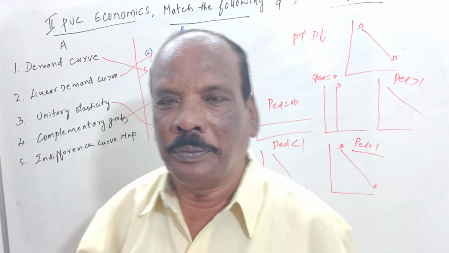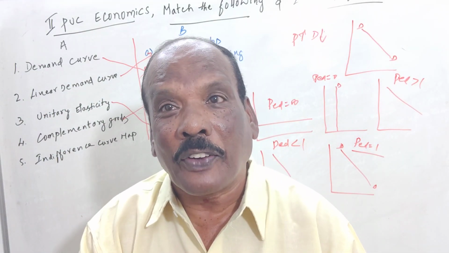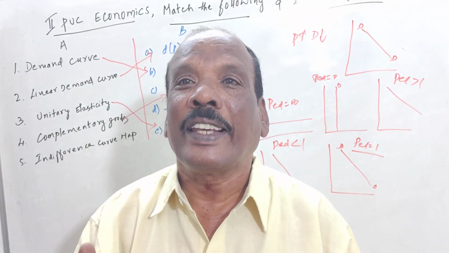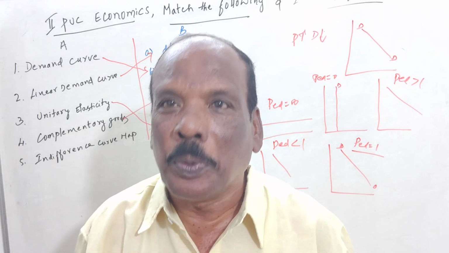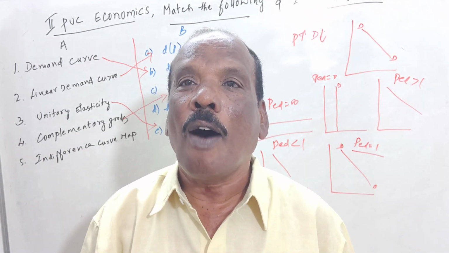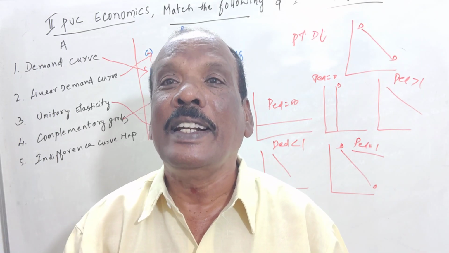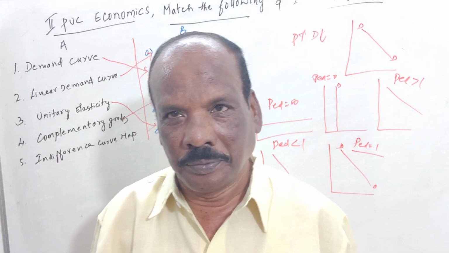Indifference curve map. What is an indifference curve map? It is nothing but a set or a group or a family of different indifference curves.